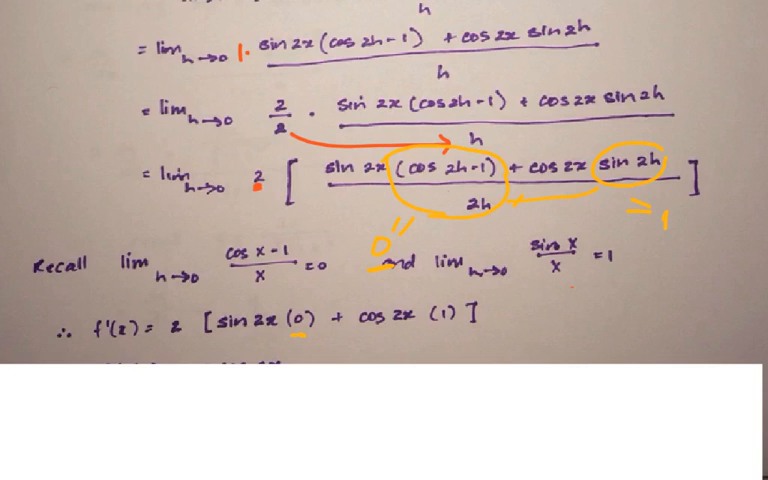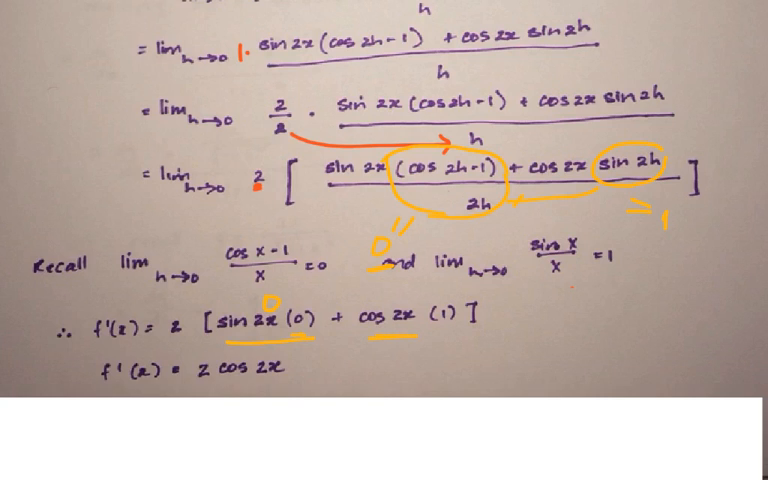And then I now have cos of 2x times 1 because my limit as h tends to 0 of sine 2h over 2h is 1. Right? Anything times 0 is going to be 0. So this term here is going to go to 0. And 1 times anything is itself. So I'm now left with f prime of x is equal to 2 times cos of 2x, which is my final answer.